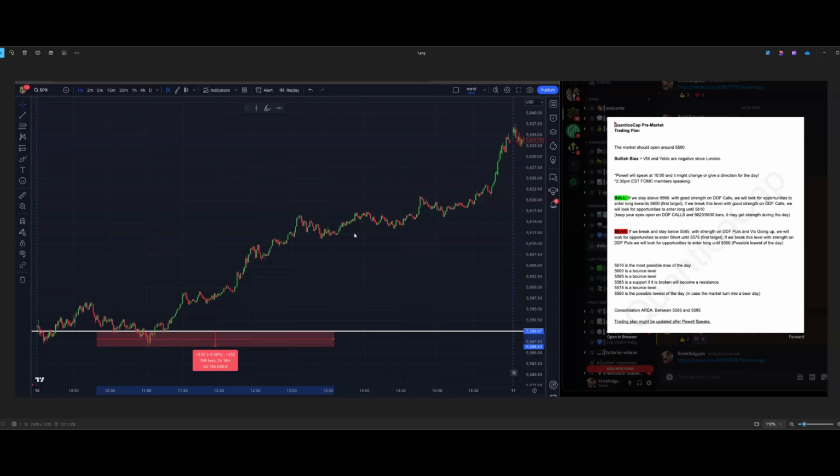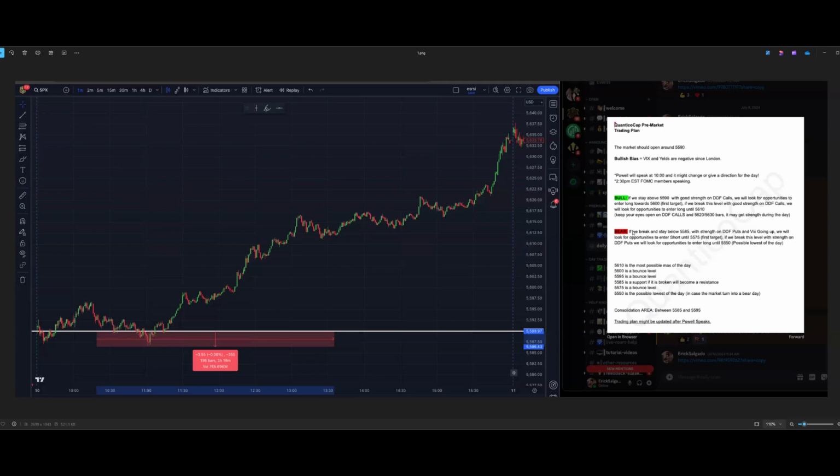So here it is. Here is the first scenario. First things first, let's read the trading plan. So we see we have a bullish bias. And if it's a bull market, if we stay above 5590 with good strength on the DDF calls, let's look for opportunities to enter long towards 5600, which is the first target. If we break this level with good strength, we will look for opportunities to enter long until 5610. Okay, so if it's a bullish market, we now know what to look for.